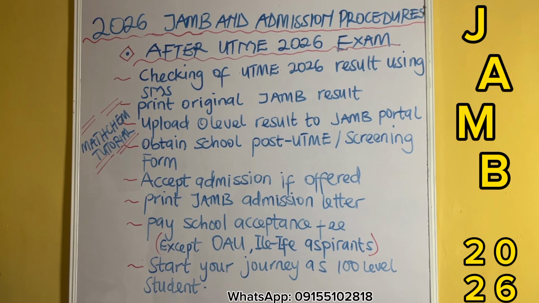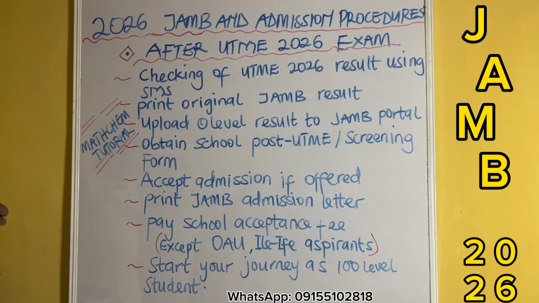to your JAMB portal. And then the fourth thing to do is to obtain your school post-UTME or screening form. If you didn't do this number 4, even if you have 400 over 400 in your JAMB result, just keep it in mind that there won't be admission for you. Number 4 is very important, and number 3 too is very, very important for you to do.